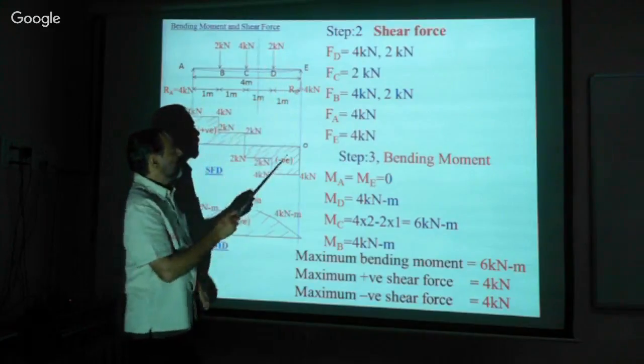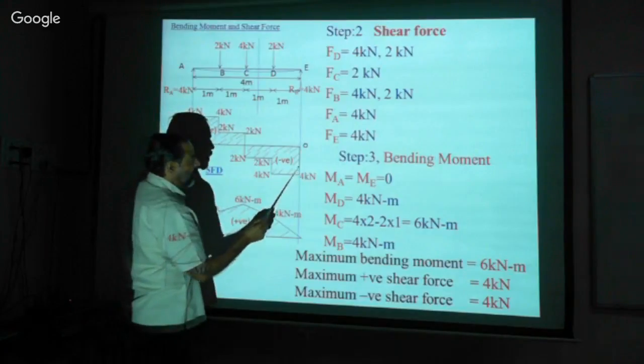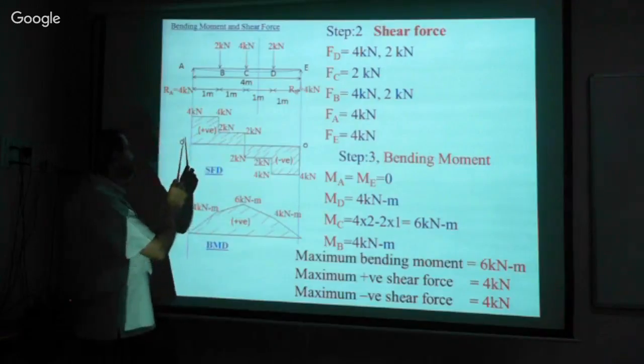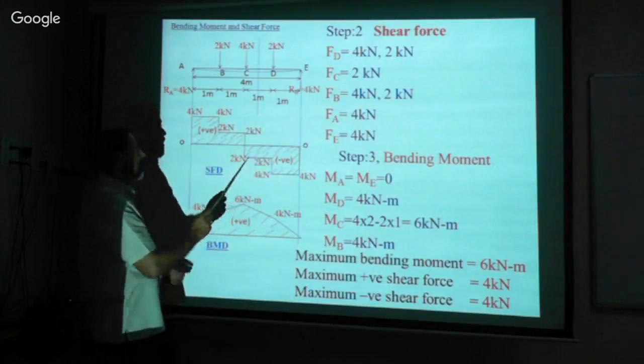Now at this point, 4 kN is acting upward. We go up by 4 kN and reach the 0 reference line. Now, this completes the diagram. That is the shear force diagram. Isn't it?